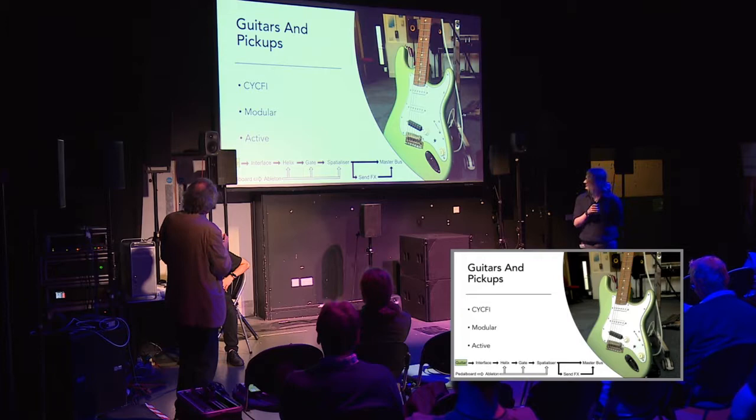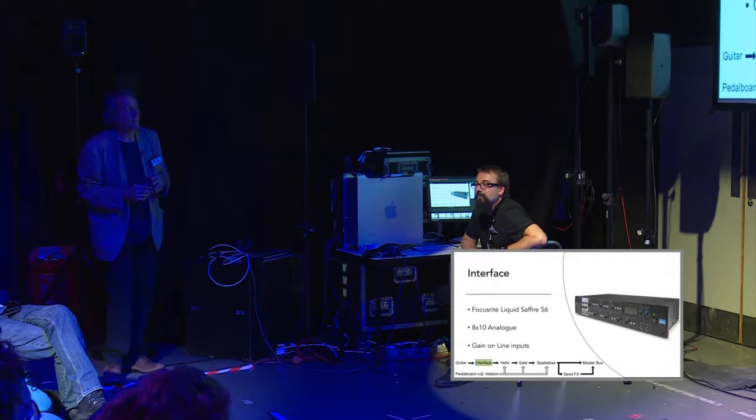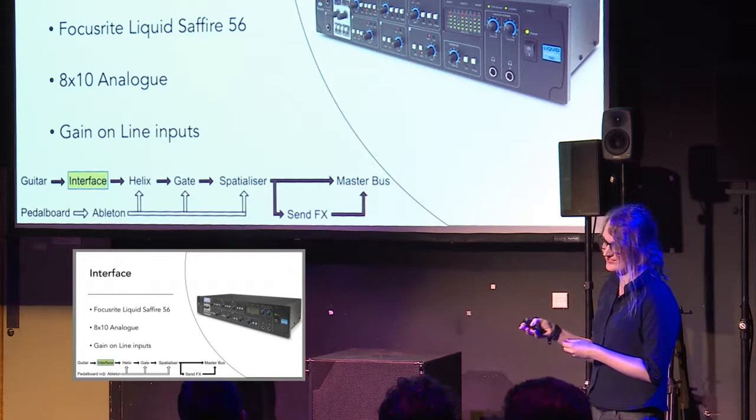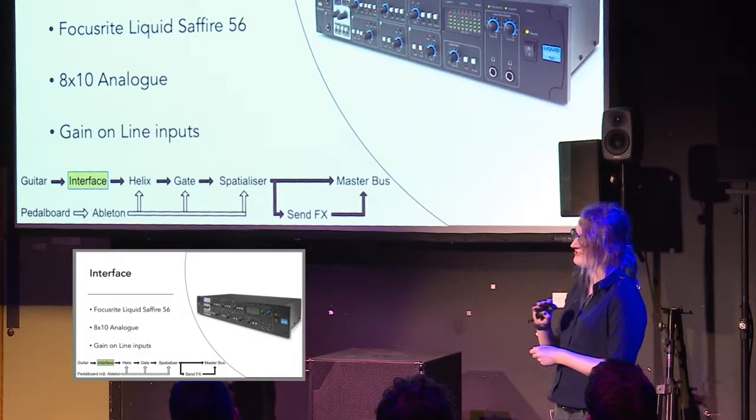So to get out from the guitar, we need a multi-channel interface. This is the one we're using. It's a bit out of date now, but the important thing is there's not many interfaces that have eight instrument inputs. So we kind of needed something where you could go jack in and still have a gain control, which is not all of them, but this one does.